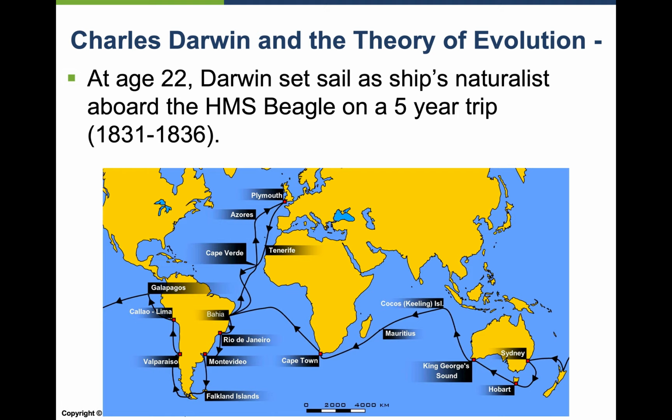So Darwin is pretty fascinating. At the age of 22, he jumps on the HMS Beagle, this ship, and spends five years going around the globe collecting specimens as the naturalist on the HMS Beagle. It sounds pretty fantastic, actually. I would have loved to have had this opportunity myself.